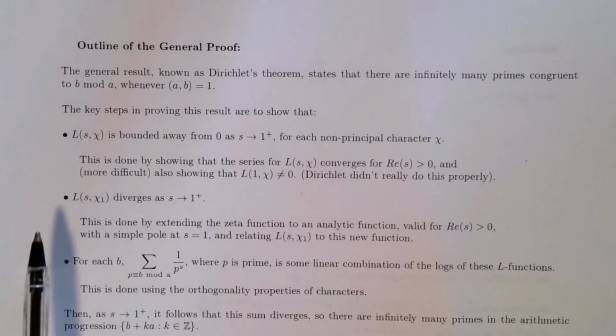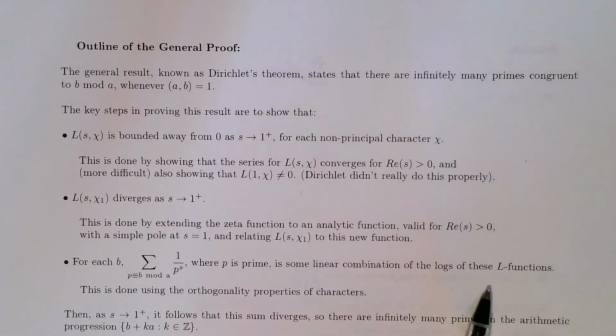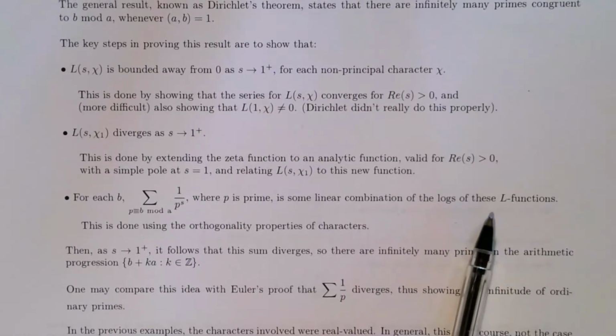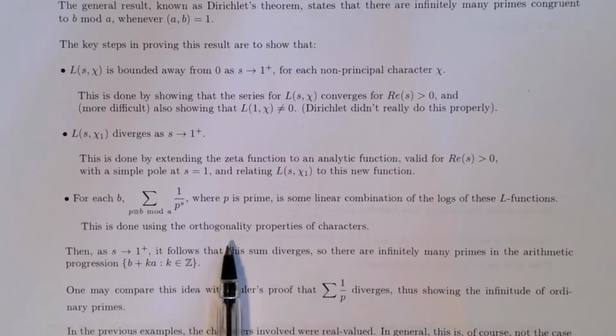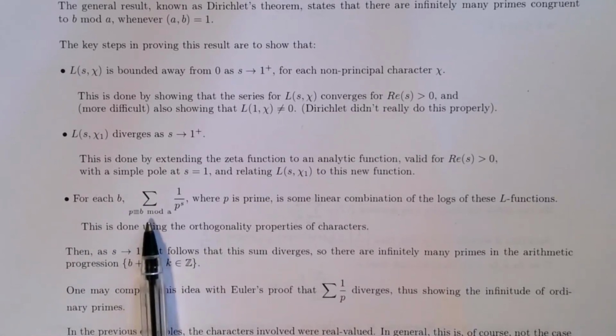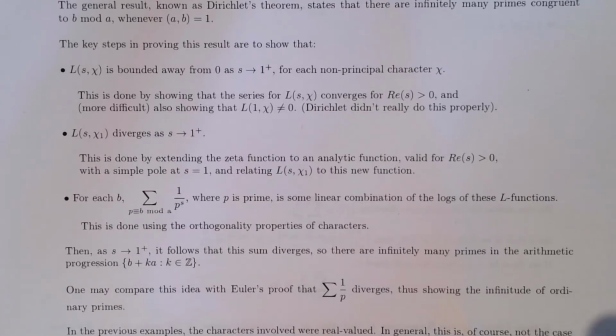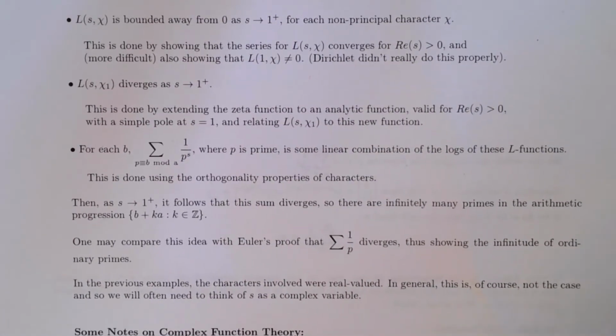And then the final step is that for each B, we look at this sum, p congruent to B mod A, of 1 over p to the s, and we write this as a linear combination of the logs of the L functions. We do this using orthogonality properties, and then as s goes to 1, because this one diverges and everything else is bounded, that shows us that this sum diverges, and that means there are infinitely many primes congruent to B mod A. That is, there are infinitely many primes in the arithmetic progression B plus kA.